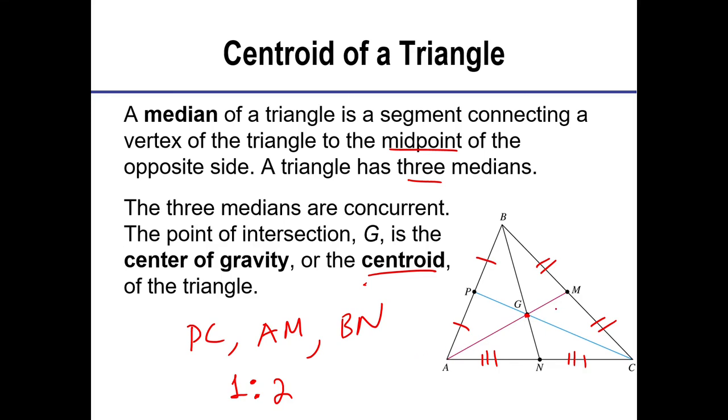What that means is this segment MG is half as long as the segment AG. And that is for all of the medians. So this segment GN is half as long as the segment BG. And PG is half as long as the segment GC.